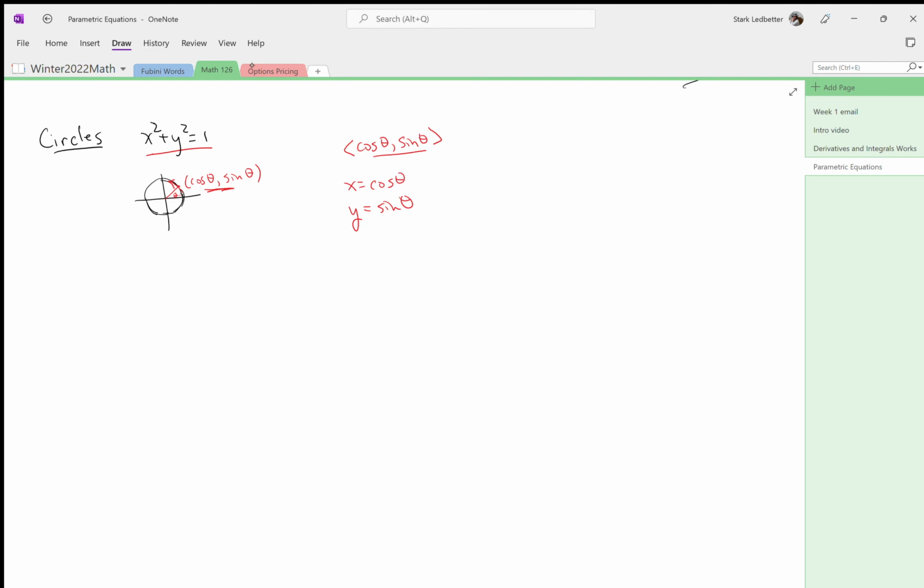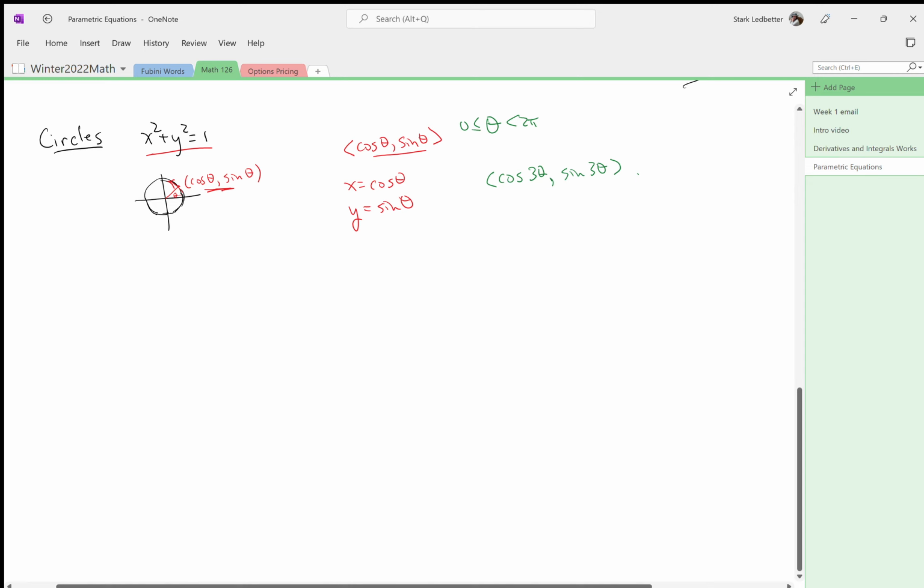I can do funny things to it. I can do the same thing I talked about before. I can make it go faster: cosine 3 theta, sine 3 theta. It's a little weird. So instead of theta from 0 to 2 pi being 1 revolution, now theta from 0 to 2 pi over 3 is 1 revolution. I guess less than, not less than or equal to, unless I want to repeat that point. You don't necessarily have to worry about that a lot. Okay, so I can make it go faster. This is literally the same thing, except I'm going around the circle 3 times faster.